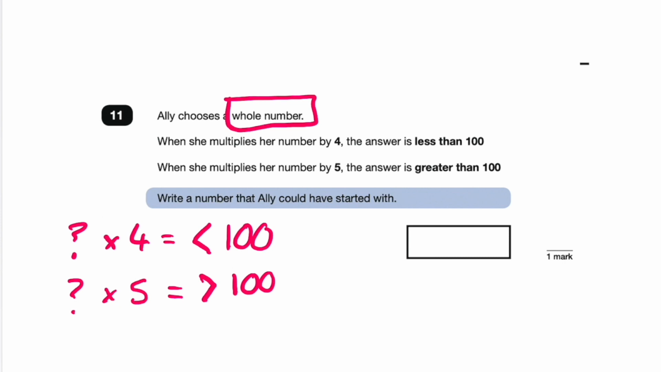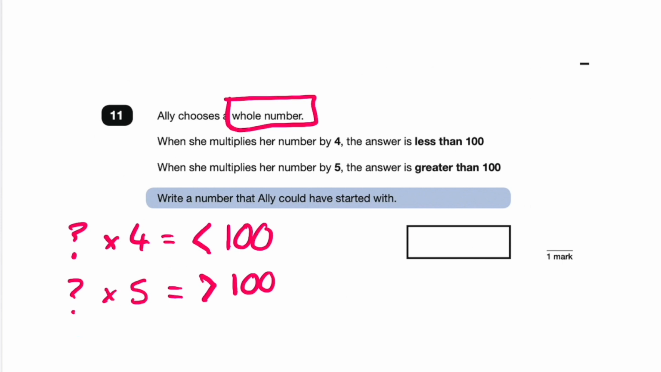So let's use a little bit of trial and error to get us there then. Let's start with just the number 10. Let's do 10 times 4 equals 40. So that's right, that's less than 100. But then 10 times 5 only equals 50, and that's not greater than 100. So it's not going to be 10. We need to pick something larger. Let's try 20. 20 times 4 equals 80. That's right, that's less than 100. 20 times 5 equals 100. Well, 100 is not greater than 100. So that is wrong. But we know we're now close.